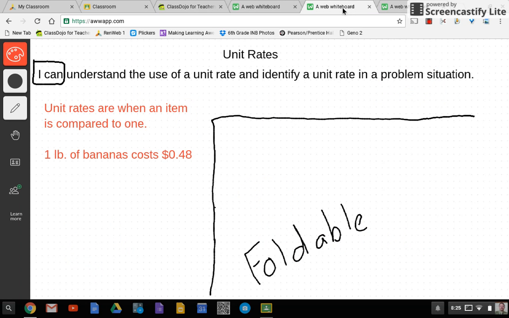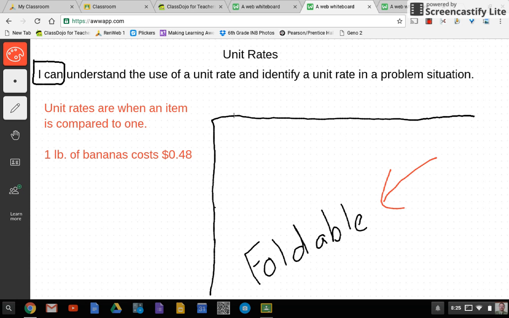Okay, so this is what page 40 looks like. You've got a title. You've got your I can statement, which is your objective, which is that we need to be able to understand the use of a unit rate and identify a unit rate. And so then I've got some notes. And right over here, this thing is my foldable. So this is where I would paste it down. I wouldn't paste it down yet, but you do need to realize that it is going to go there when you're taking these notes.